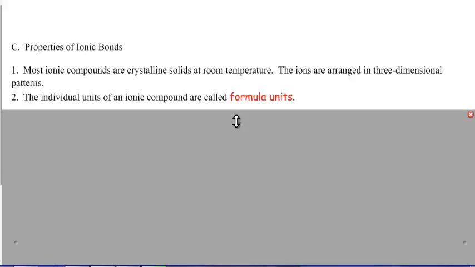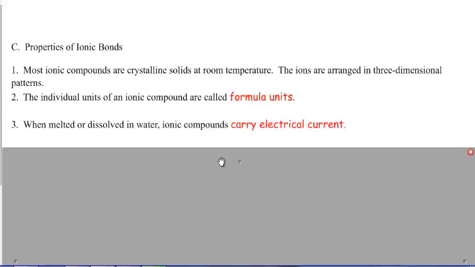Also, the individual units of an ionic compound are called formula units. That's kind of like saying the individual units of atoms are called elements. Those are kind of analogous terms. And also, when melted or dissolved in water, ionic compounds carry an electrical current. So if you think about it, when they dissolve in water, they're going to dissolve as their ions, the positives and the negatives. So there's this charge where it can carry an electrical current. So those are some properties of ionic bonds. Now we're going to do a little bit of practice on the electron dot structures before moving on to covalent.